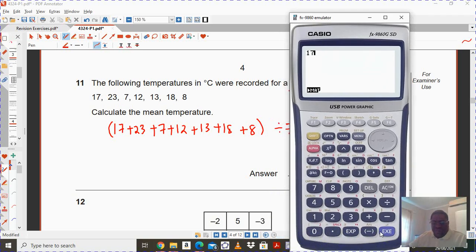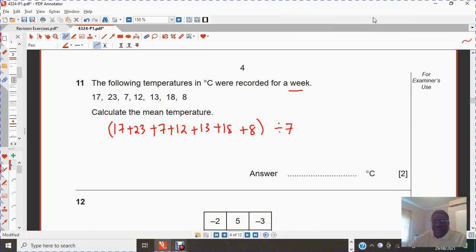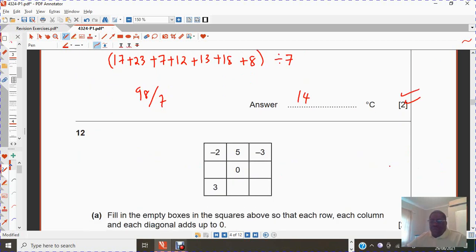So you say 17 plus 23 plus 7 plus 12 plus 13 plus 18 plus 8. Well, that answer is 98. And then you divide that 98 by 7. And then you have your answer, which is 14. Okay? So the answer here is 14 because it's 98 divided by 7. Try to show as much working as possible so you don't have a problem.